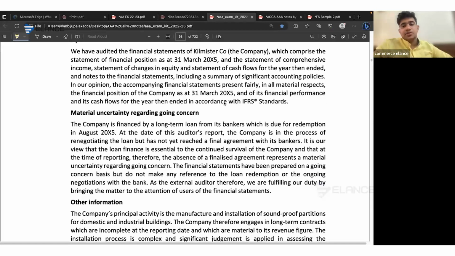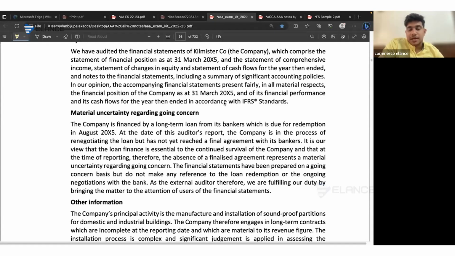Material uncertainty relating to going concern. The company is financed by a long-term loan from the bankers, which is due for redemption in August 2015. At the date of this auditor's report, the company is in the process of renegotiating the loan, but has not yet reached a final agreement with its bankers. In our view, the loan finance is essential to the continued survival of the company, and at the time of reporting, the absence of a finalized agreement therefore represents a material uncertainty relating to going concern.